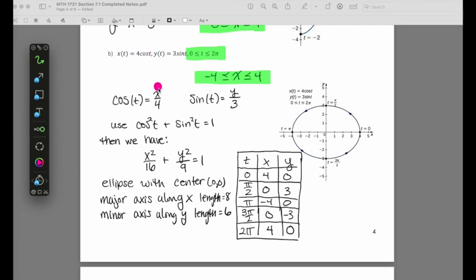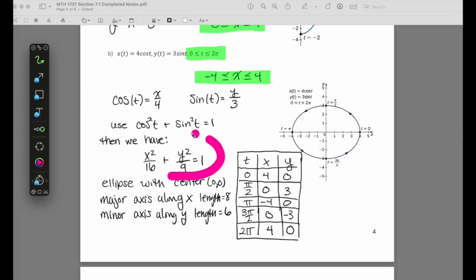Rather than doing inverse, I'm going to divide both sides by 4 here, and then for y, divide both sides by 3. So I get these two expressions. And then we can use the Pythagorean theorem. And so if I take cosine t squared plus sine t squared is equal to 1, I get this. So I take x over 4 squared, y over 3 squared is equal to 1 squared. So this is what I get when I plug it into Pythagorean theorem.